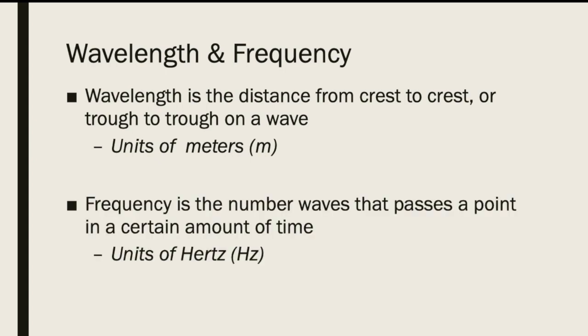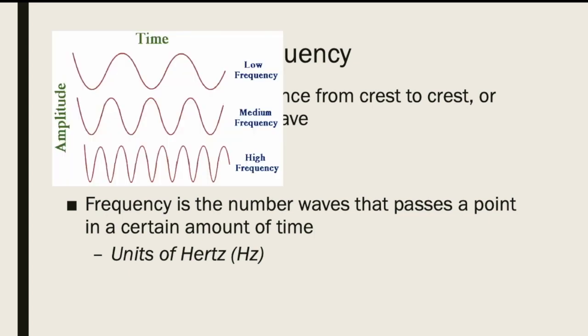Frequency is the number of waves that pass a point in a certain amount of time, and it's measured with units of hertz. So to get a better idea of what this looks like, let's look at this image. The top one here represents a low frequency. There's only like two full waves in this time interval. But if we look at the bottom at the high frequency, we have 1, 2, 3, 4, 5, 6, 6.5 waves in this same time interval. So high frequency, more waves passing a point in an amount of time.